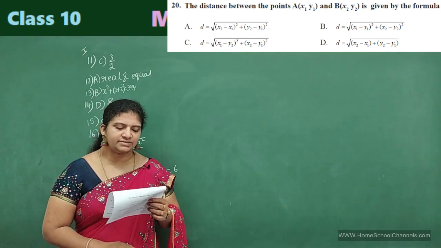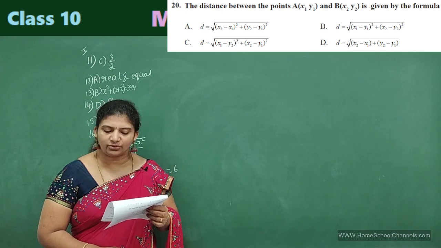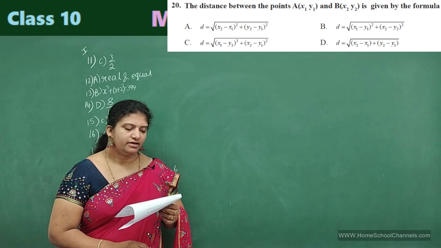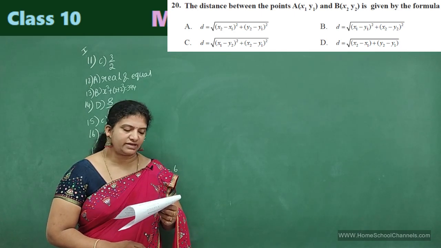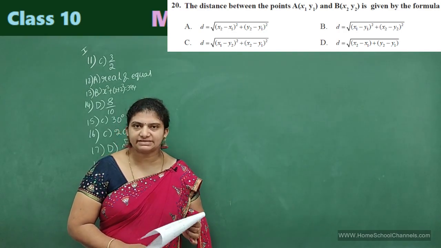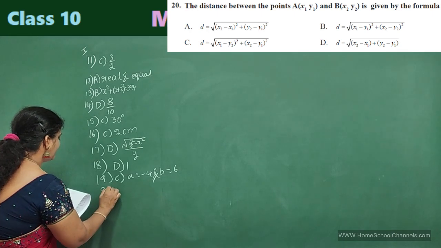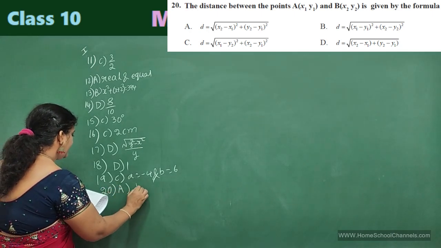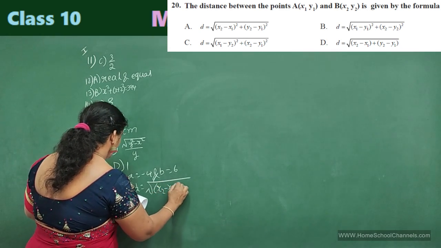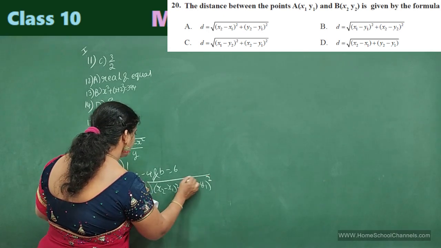10th question, the distance between the points A (x1, y1) and B (x2, y2) is given by the formula. See the options. Option A, d is equal to square root of (x2 minus x1) whole square plus (y2 minus y1) whole square. This is the distance formula. Therefore, option A is the right answer. d is equal to square root of (x2 minus x1) whole square plus (y2 minus y1) whole square.